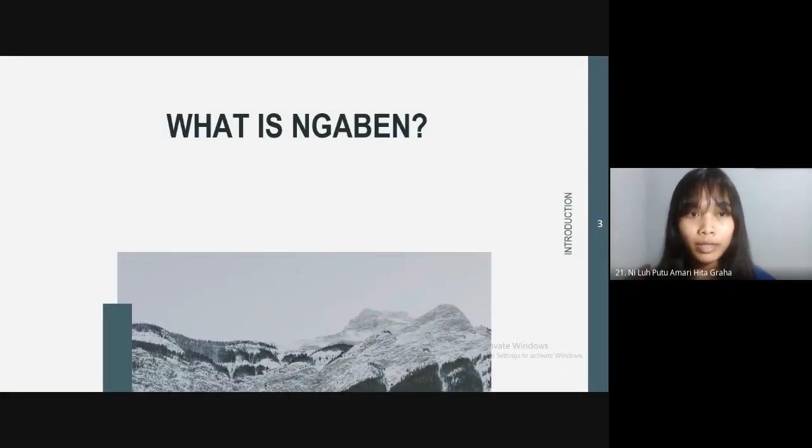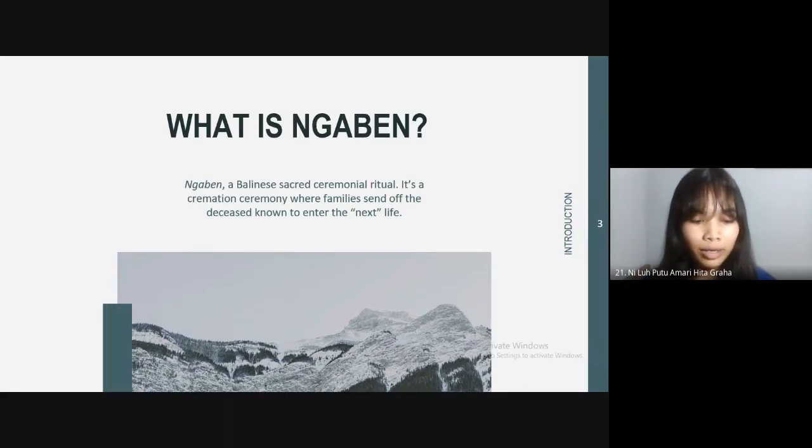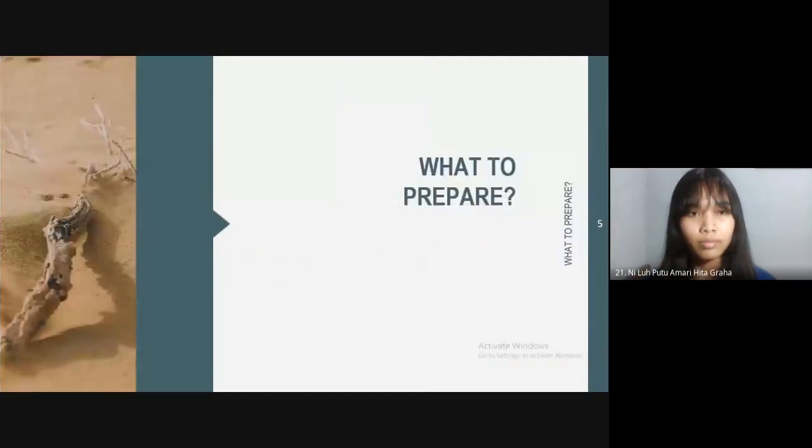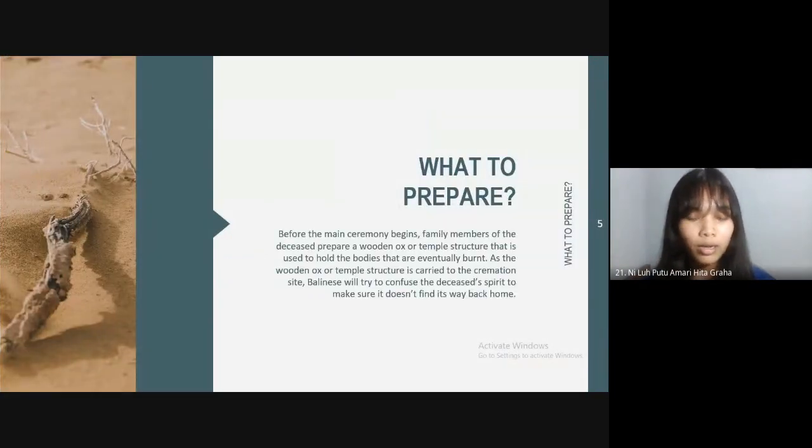Now, firstly, what is Ngaben? Ngaben is a Balinese sacred ceremonial ritual. It's a cremation ceremony where families send off the deceased to enter the next life. In Hindu, Ngaben means to separate the soul from the body, which is done in this ritual through cremation. Now, what to prepare? Before the main ceremony begins, family members of the deceased prepare a wooden ox or a temple structure that is used to hold the body that is eventually burned. As the wooden ox or temple structure is carried to the cremation site, Balinese will try to confuse the deceased's spirit to make sure it doesn't find its way back home.